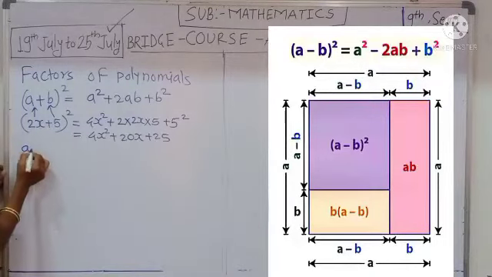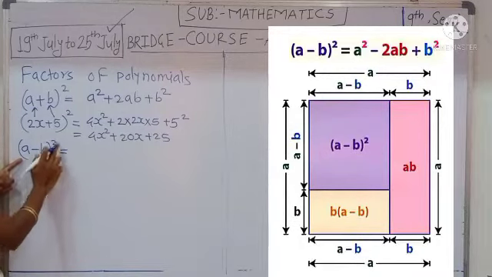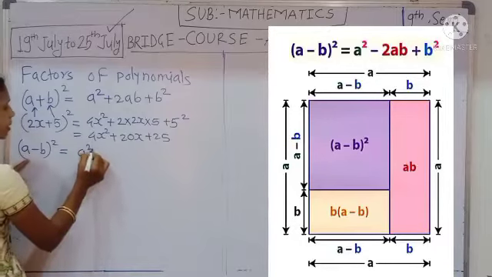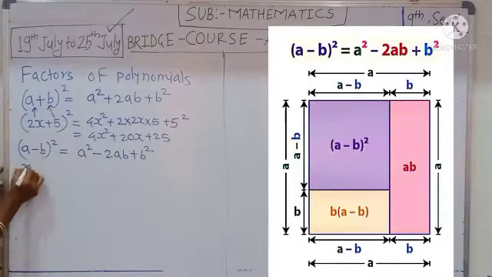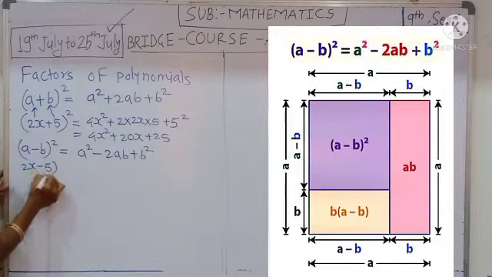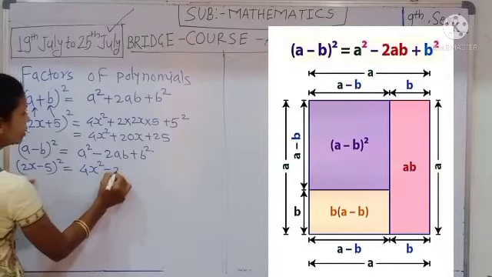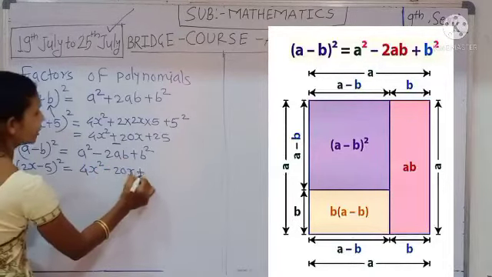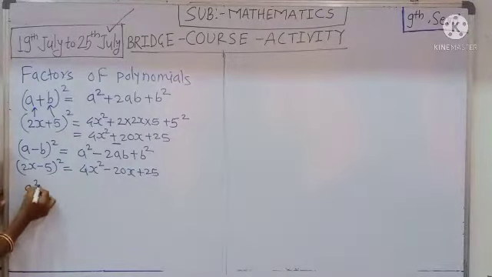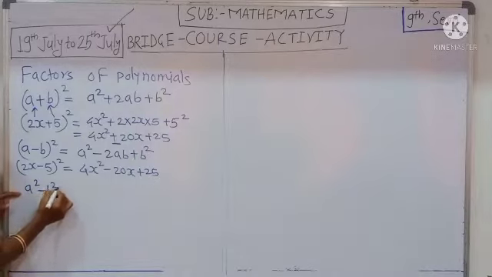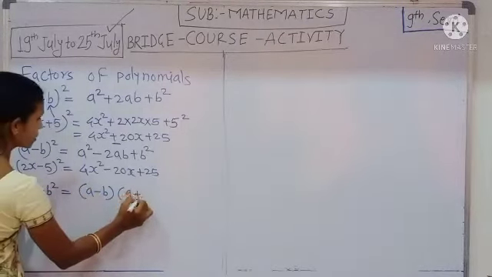Similarly, one more algebraic expression and its expansion, that is (a minus b) whole square. Therefore, we can write this like a square minus 2ab plus b square. The same example is taken here, (2x minus 5) square. Then we can write the expansion of that as 4x square minus 20x, see here, plus 25. Similarly, there are a few more algebraic expressions which are in the form of a square minus b square. Then we can write the factors of this, that is (a minus b) and (a plus b).